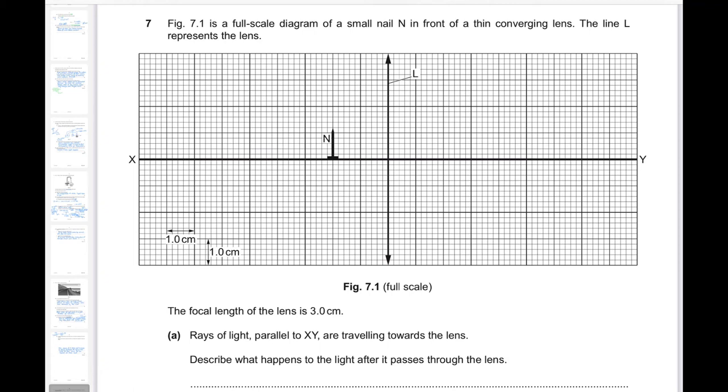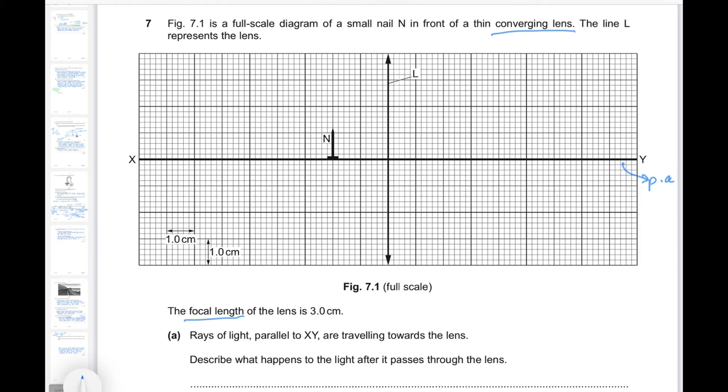Let's get familiar with a few terms over here. A converging lens is a lens which brings together, or converges, rays of light. Focal length is the distance between the center of the lens and the point where all rays would converge. The point where all rays converge would be the principal focus. Line XY is the principal axis. So this line over here, it's the principal axis.